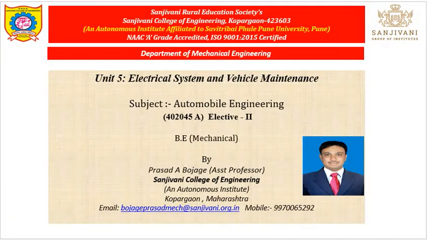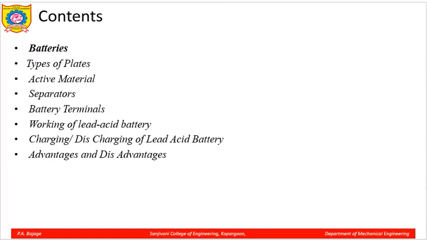Hello friends, today in this video for this lecture on automobile batteries, unit number 5, electrical systems and vehicle maintenance, we are going to discuss the following contents. First we will see the types of plates, active material, separator, battery terminals, working of lead acid battery, charging and discharging of lead acid battery, and advantages and disadvantages of lead acid battery.